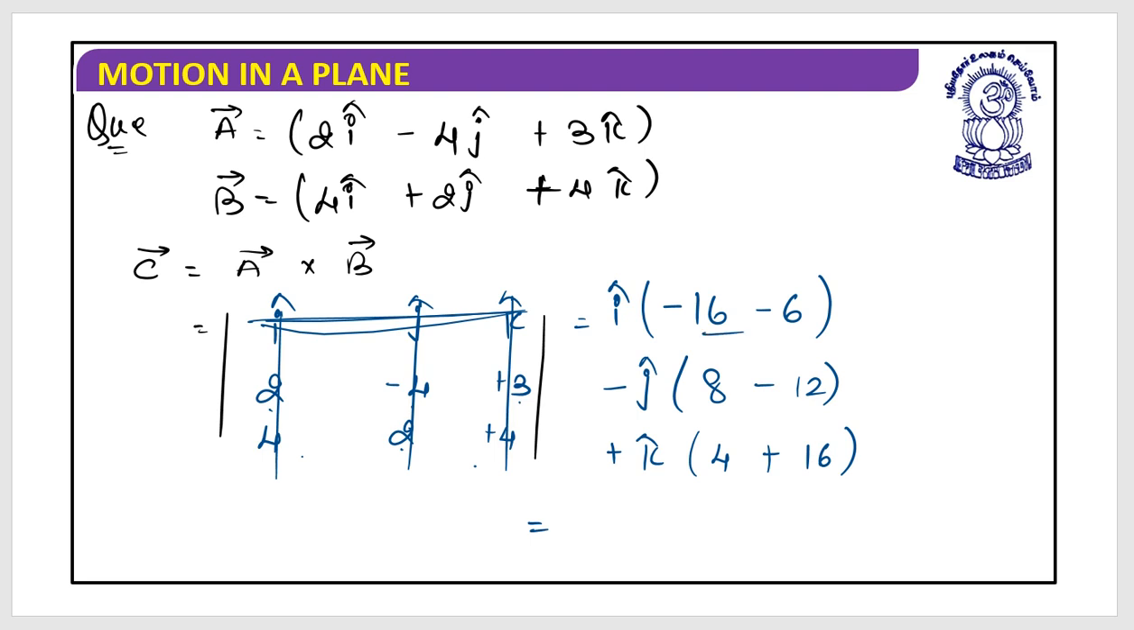What is it? Minus of 16 minus of 6. It's a minus of 22 i cap. 8 minus 12, it's a minus 4, minus minus plus 4, it's a plus 4j. It's 4 and 16, it's a plus 20 k cap. This is the final vector. This is the final vector C.